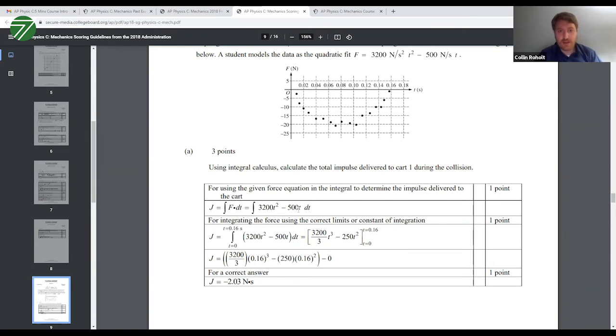So here, in this case, you need to be able to set up the integral correctly, knowing that the impulse, which is what they asked you to solve for, is equal to the integral of force over time. That would be 1 point. Setting up the correct limits of integration, in this case from 0 to 0.16 seconds, would get you another point, and then actually getting the correct answer would be for the last point.